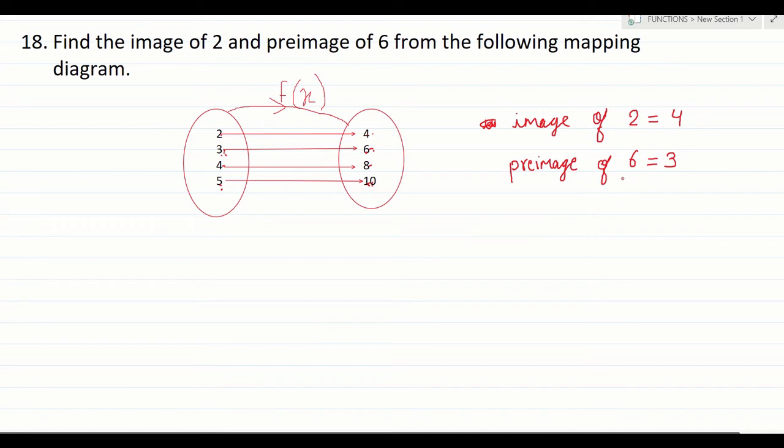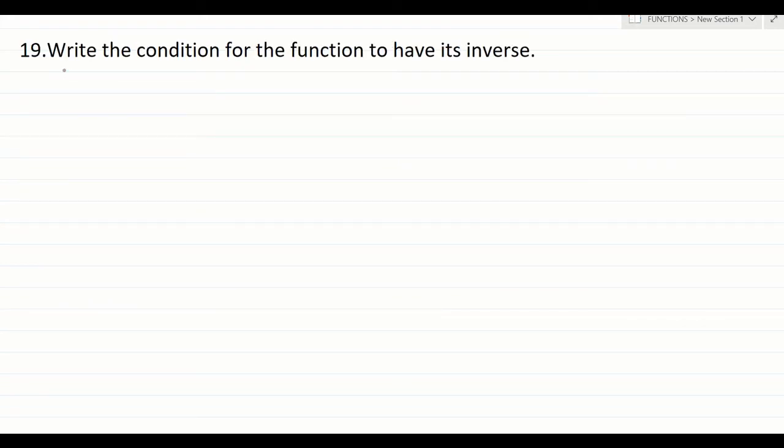Question number 19. So the question is, write the condition for the function to have its inverse. So we need to mention the condition for any function to have its inverse. So first of all, let's understand through a mapping diagram.